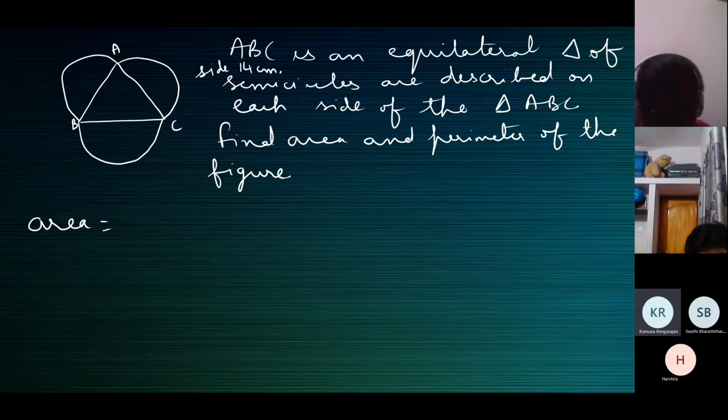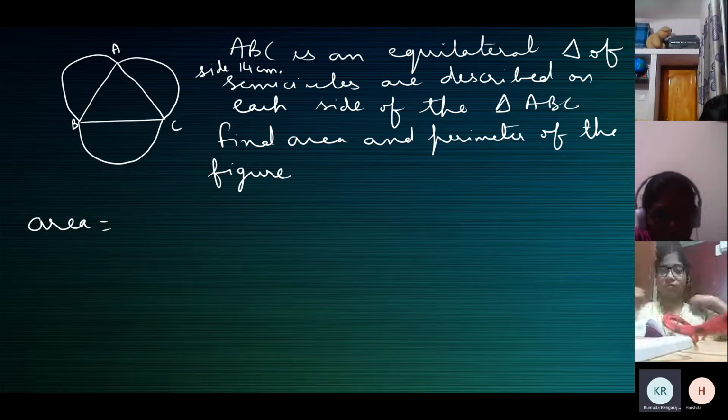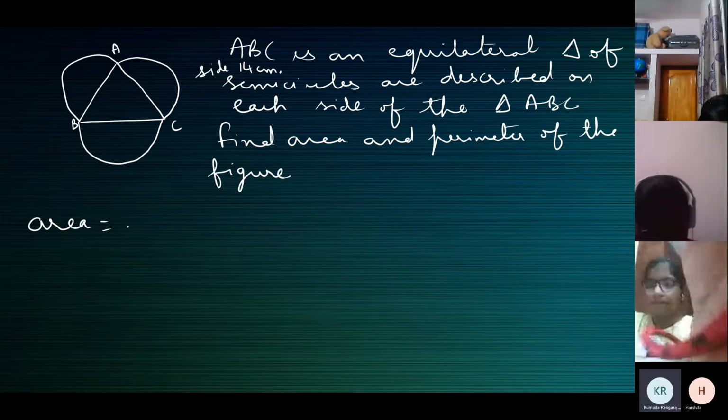Have you come across the formula root 3 by 4 into a square? No, ma'am. Okay. So root 3 by 4. We'll see the derivation. I don't think you have it this year. Next year we'll see how this formula is derived. Root 3 by 4 a square is the formula to find the area of an equilateral triangle.